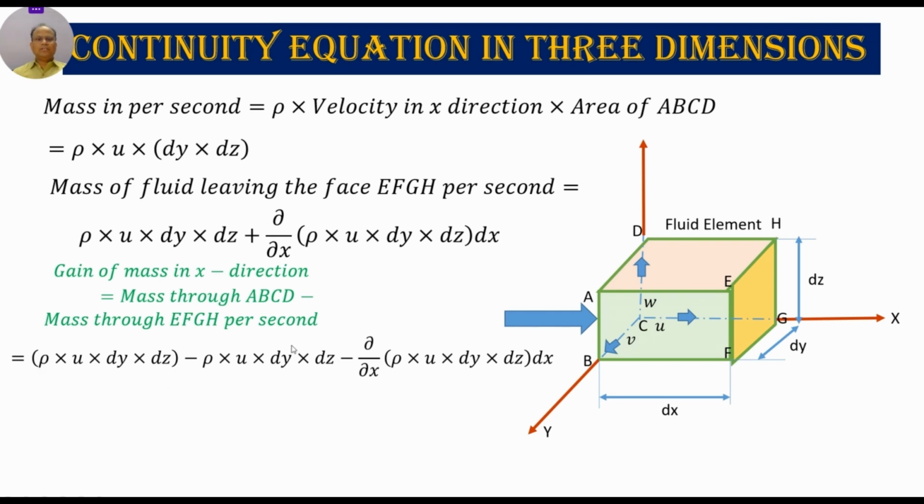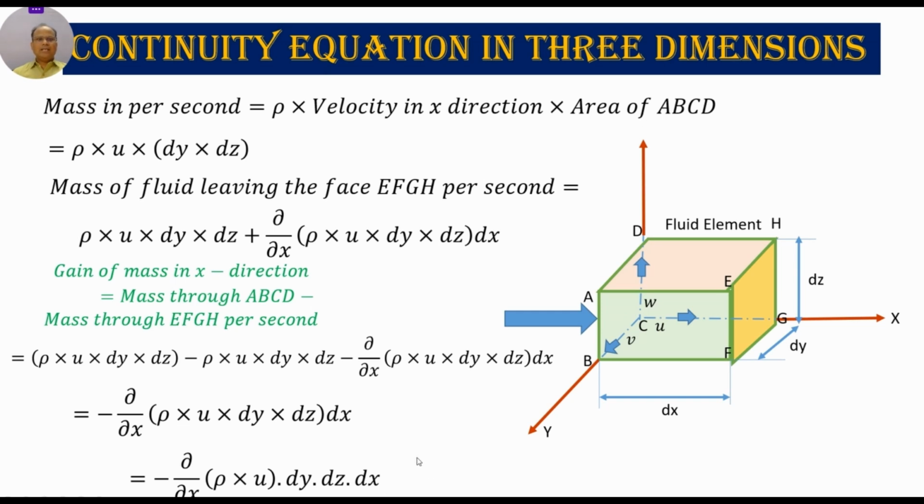The first two terms are the same, so they cancel out, and the remaining part of the equation is minus dou upon dou x into rho u dy into dz into dx. Now here u is a function of x, so rho and u we will keep inside the bracket, and the rest of the terms we will take out of the bracket. So minus dou upon dou x into rho u dy into dz into dx. This is the net gain of mass in the x direction.